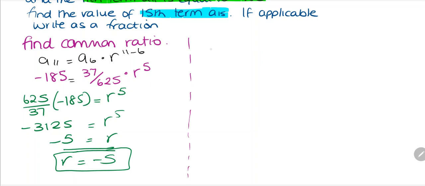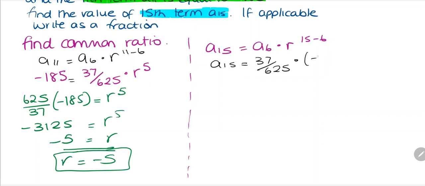So we need to find A15. We're going to use A6 multiplied by r to the power 15 minus 6 this time. A6 we know, so this is 37 over 625. R we've calculated, so this is going to be multiplied by minus 5 to the power 15 minus 6, which is 9. So if we work this out, it will give us minus 115,625.